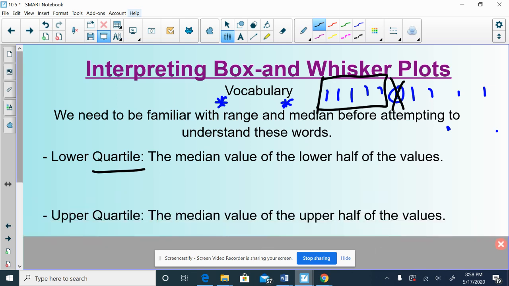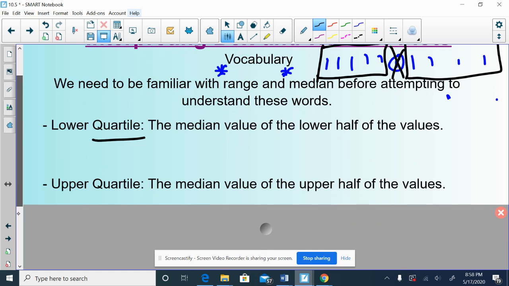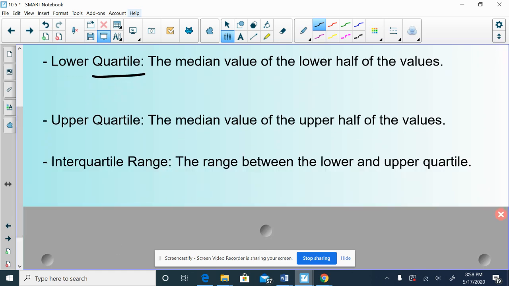We're also going to have the upper quartile, and the upper quartile would be the median of the top half of the numbers, the larger set of numbers. So you just go from greatest to least of this data set, and that will tell you the upper quartile. The interquartile range is the range between the lower and the upper quartile. Essentially, you take Q3, the upper quartile, and subtract Q1, the lower quartile, and that will tell you what the interquartile range is.